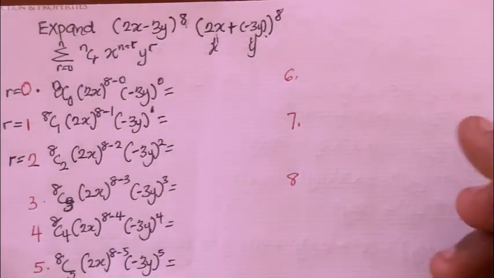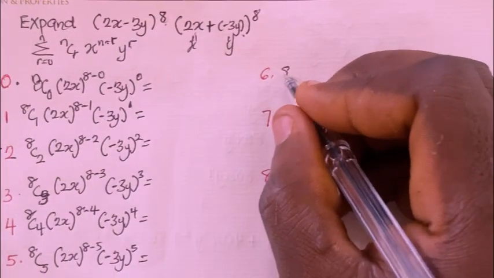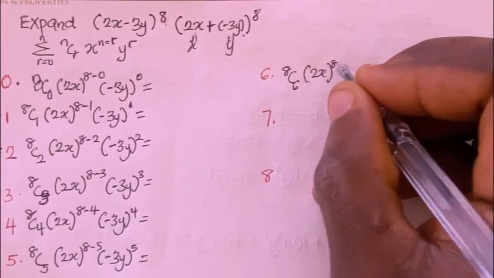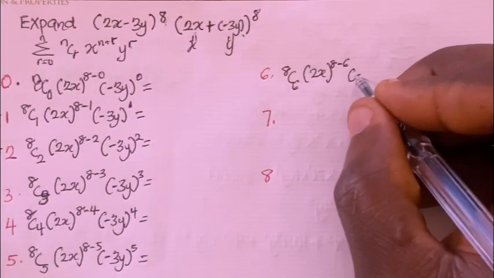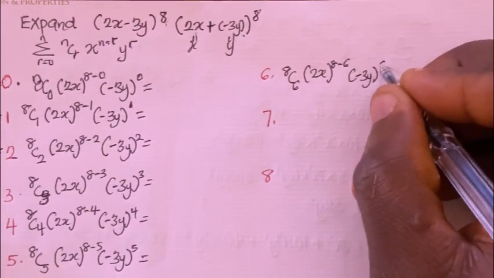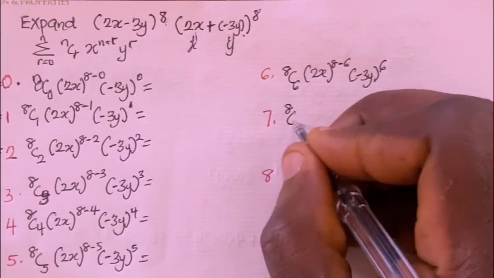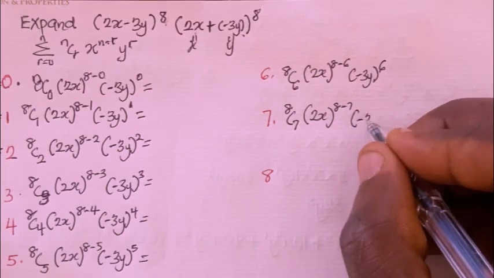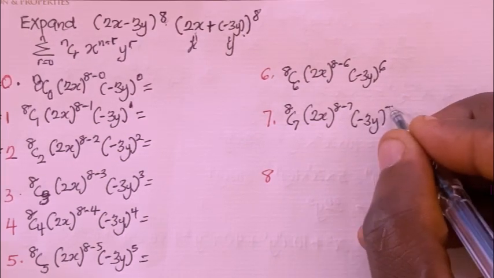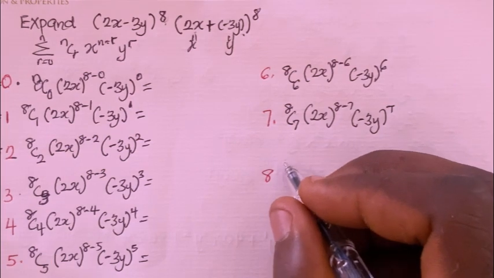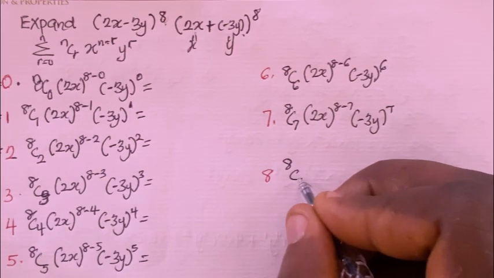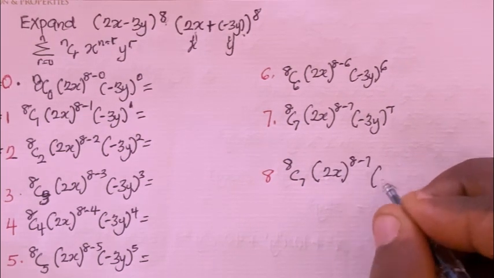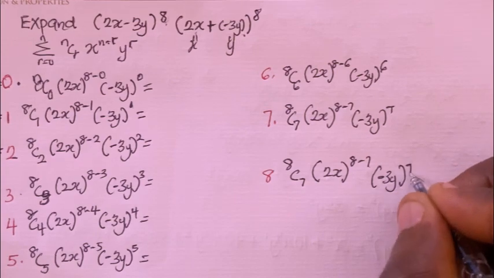After that, let's come to the seventh term. Here we're going to have 8 combination 6, then 2x raised to the power of 8 minus 6, then minus 3y all to the power of 6. Then followed by 8 combination 7, then 2x to the power of 8 minus 7, and minus 3y raised to the power of 7. Then the last one, we're going to have 8 combination 8, then 2x raised to the power of 8 minus 8, then minus 3y raised to the power of 8. Exactly, that's just it.